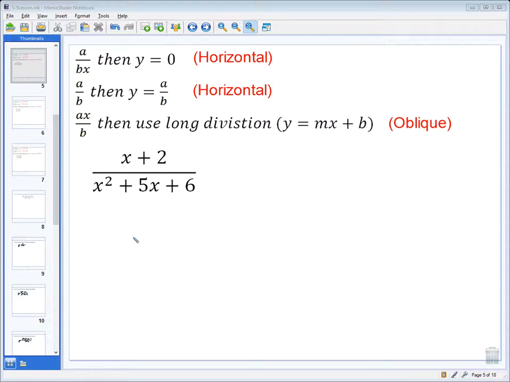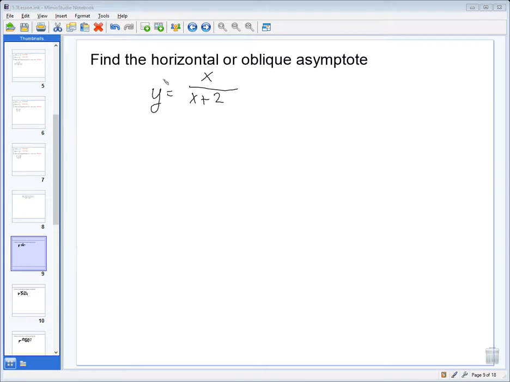All right, so here's how this works. When we find the horizontal and oblique asymptote, we want to take the highest power from the top and from the bottom, and we divide them. X divided by x is 1. Because all of the x's have canceled out, we have a horizontal asymptote, and it's where y is equal to 1.